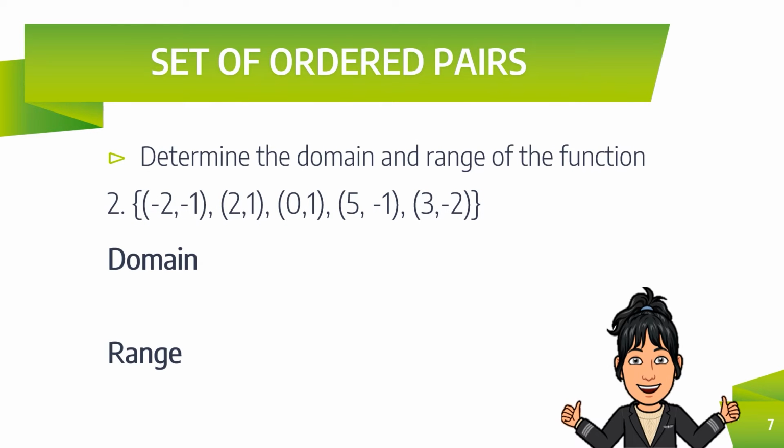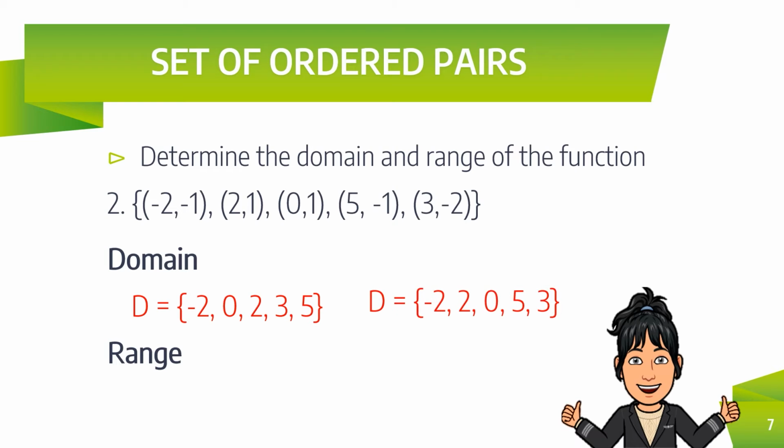For the second set of ordered pairs, we have (-2, -1), (2, 1), (0, 1), (5, -1), and (3, -2). For the domain, you have to look for the x-coordinate or the abscissa, and that is the set of -2, 0, 2, 3, and 5. You can also write the domain as how it appears in the set of ordered pairs. We have the set of -2, 2, 0, 5, and 3.